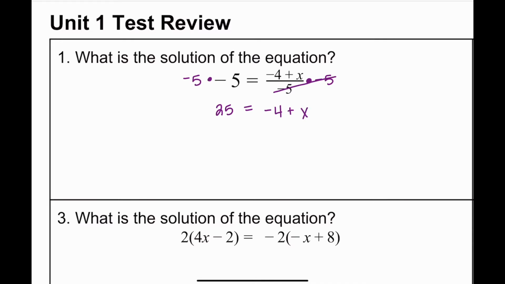Okay, now again, we want to remember we're getting x by itself, so we need to move the -4. So we add 4 to both sides and simplify. 25 plus 4 is 29 equals x.